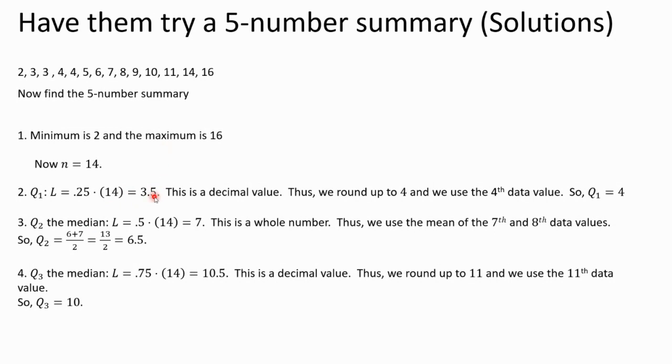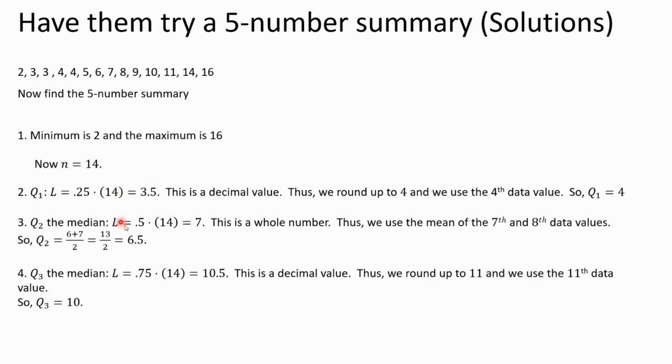What would happen is, in this case, we round up to 4, and the fourth data value is our Q1. So in this case, Q1 happens to be 4 as well, because that's the fourth data value, fourth from the bottom, in other words. Fourth from the bottom. All right.